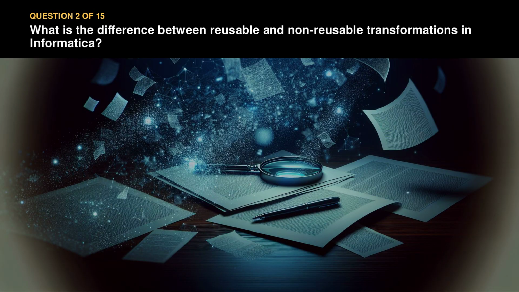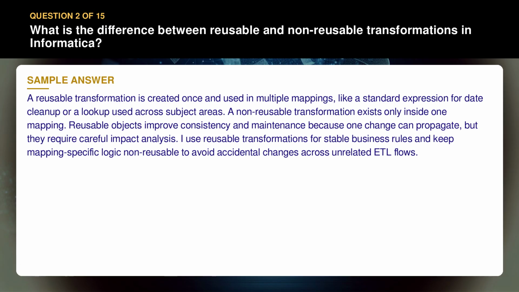Question 2. What is the difference between reusable and non-reusable transformations in Informatica? A reusable transformation is created once and used in multiple mappings, like a standard expression for date cleanup or a lookup used across subject areas. A non-reusable transformation exists only inside one mapping. Reusable objects improve consistency and maintenance because one change can propagate, but they require careful impact analysis.